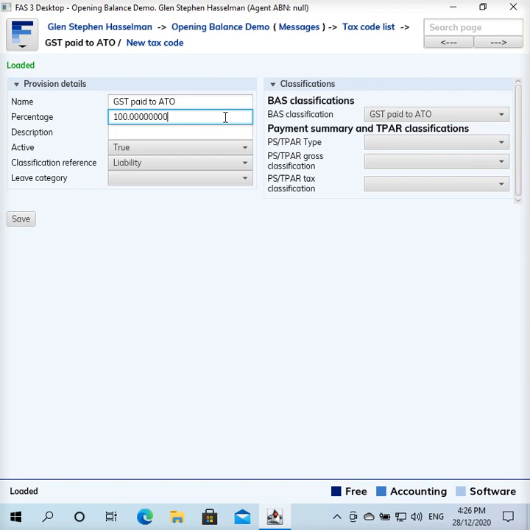There's another one for GST received from ATO as well. I haven't set that up, and I'm just going to demo the sales and accounts receivable side of opening balances. The setup on the purchases, accounts payable and GST receivable side of things is the opposite, so I'm going to leave that.